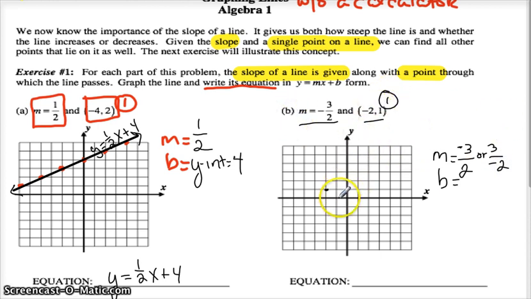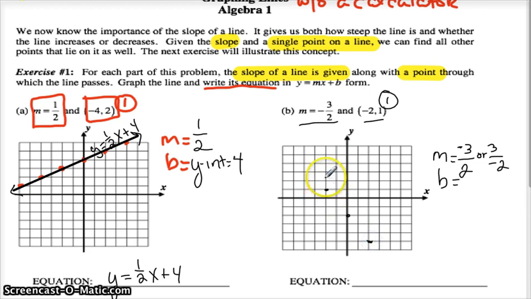Let's plot this point, -2, 1. Oh, I did that already. And now let's use our slope. Let's use the first slope. It's -3, so down 3 over 2. Make another point, down 3 over 2.